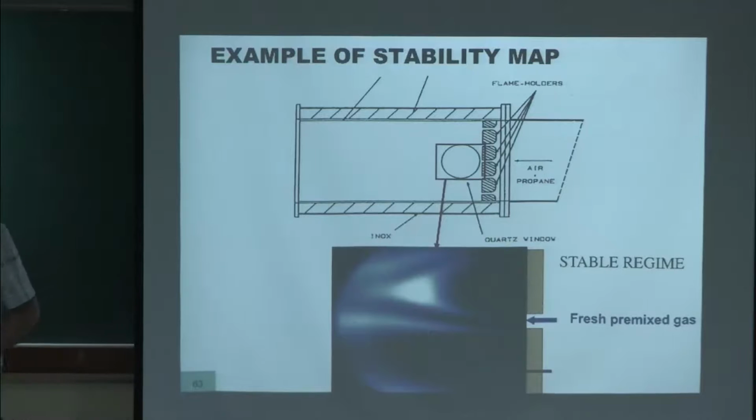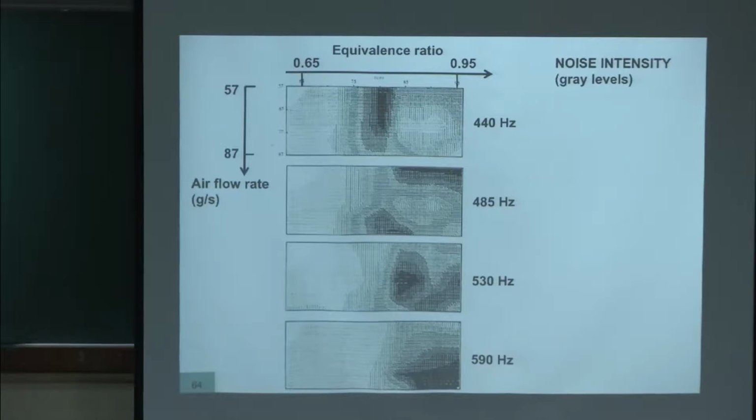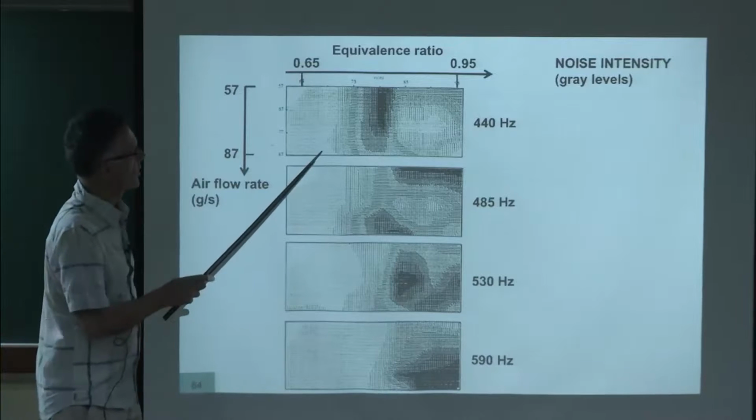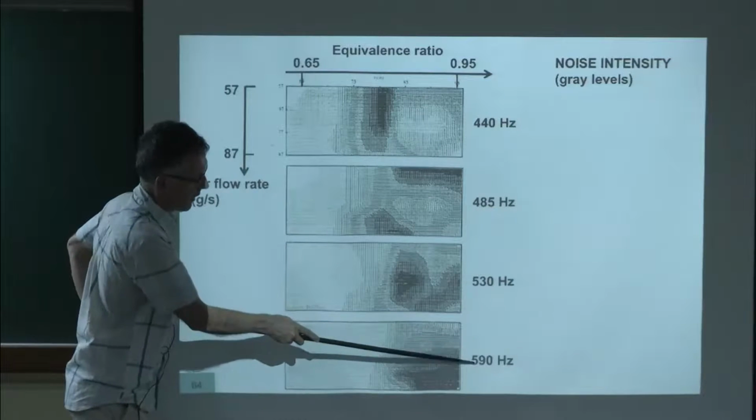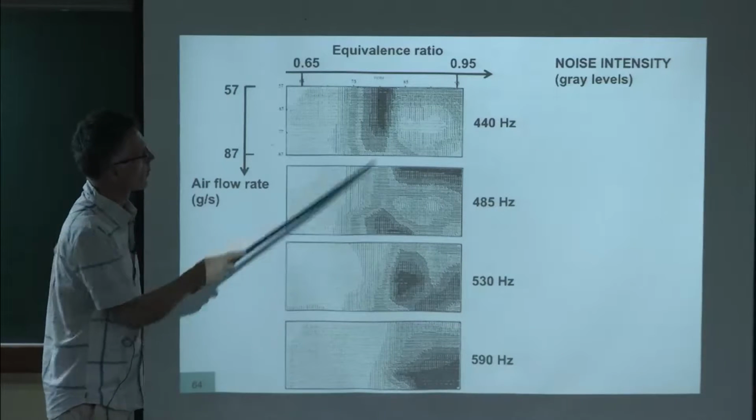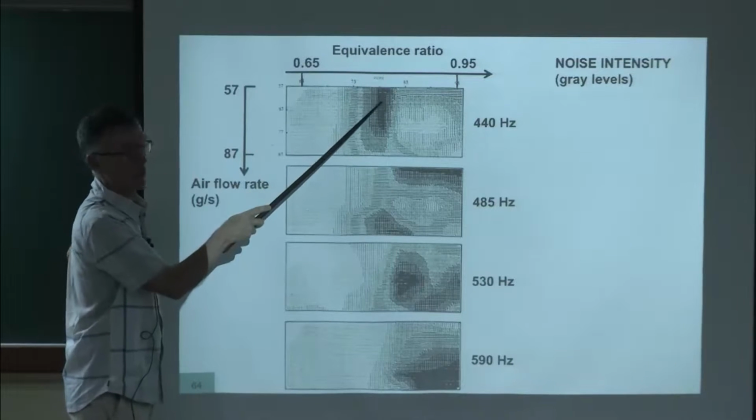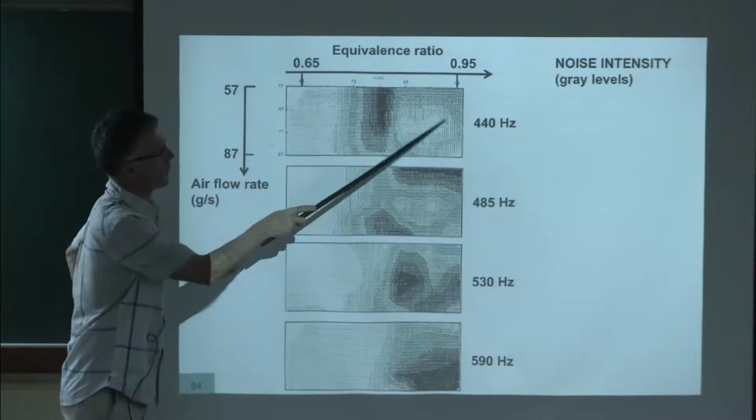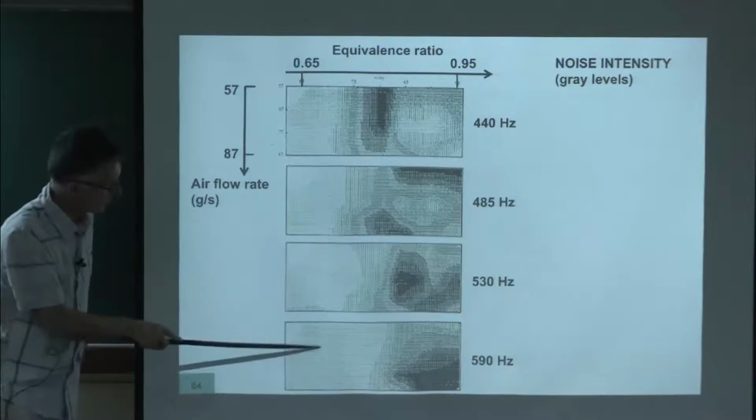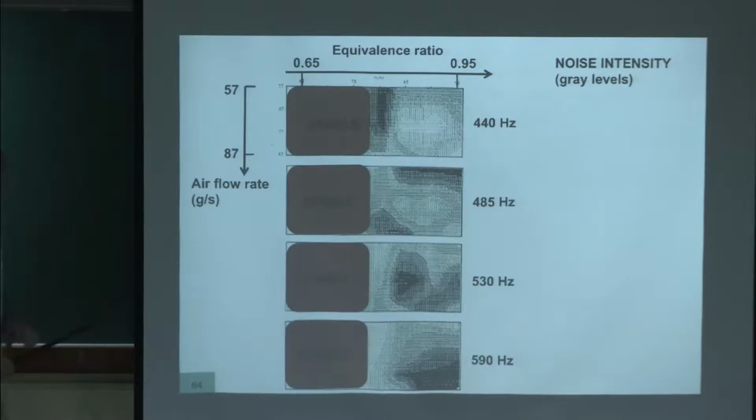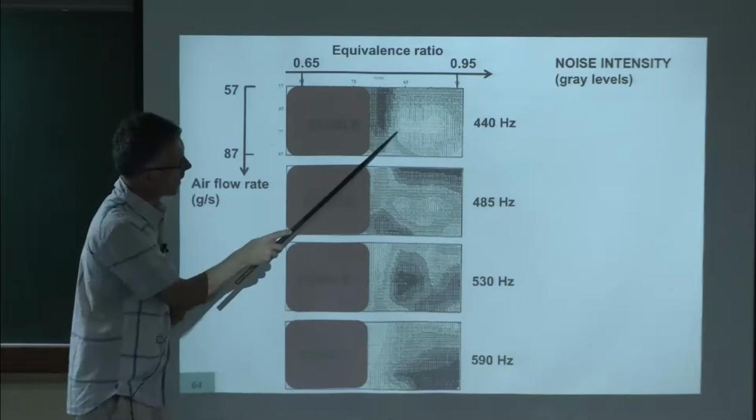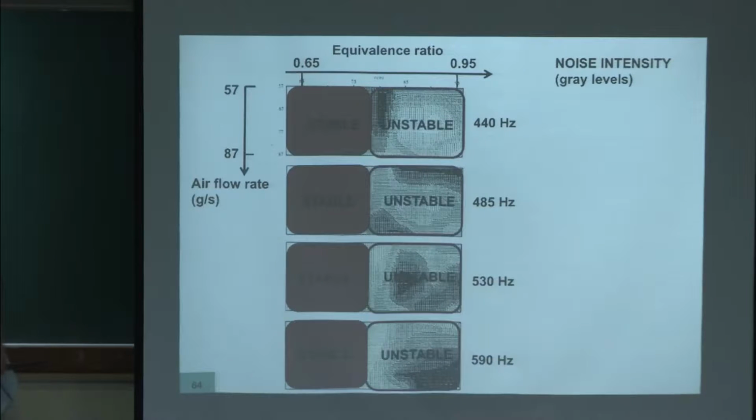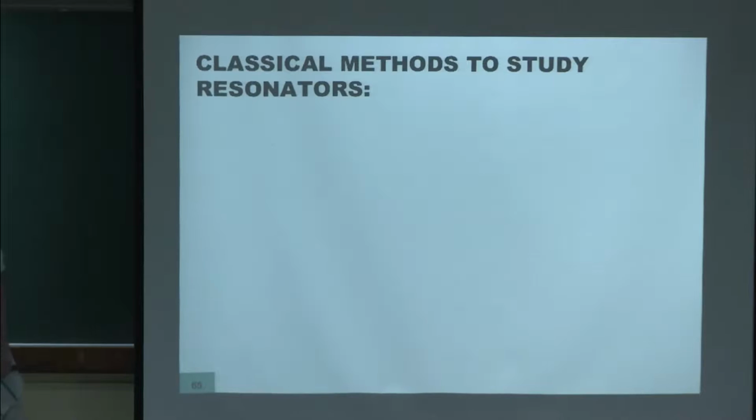When you operate this flame, you can measure the noise. Very rapidly you have many modes which appear here, 440, 485, 530, 590. And this is the amplitude of the mode. If you go to that point, for example, equivalence ratio equal to 0.8, you're going to have a big mode at 440. There's a zone below where everything is stable. If you don't go to rich flames, the flame will be stable. But if you go there, you will have unstable modes all over the place, making noise. So what are these modes? I will show you examples later, but they are acoustic modes.